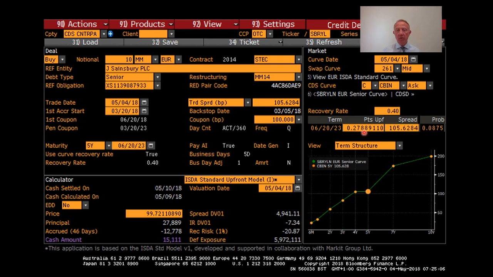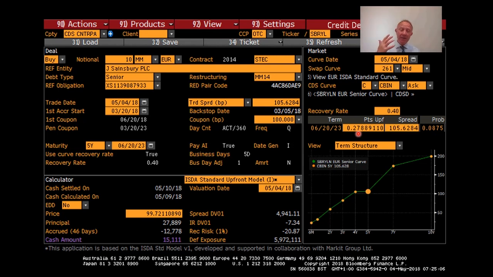However, we've also got points up front. As you can see over here on the right, it's 0.278891110, and that would amount to nearly 28,000 that we would need to pay up front. So it's 28,000 up front, and then 100,000 a year for 5 years. Now, if you worked out what the total amount payable would be, it would be 5 lots of 100, that's 500, plus the 28, so about 528 in total.